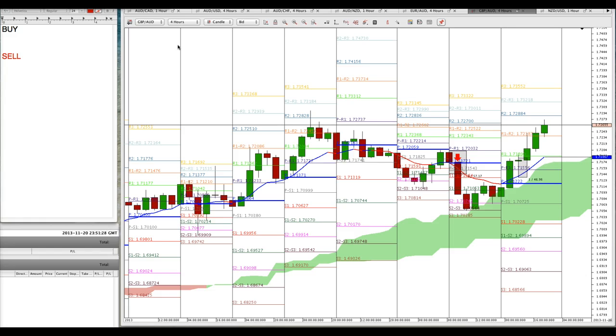We want to take advantage of when the market is retracing, and recognize when that retracement is over and it's ready to resume its trend. Let me just give you a few examples of that.